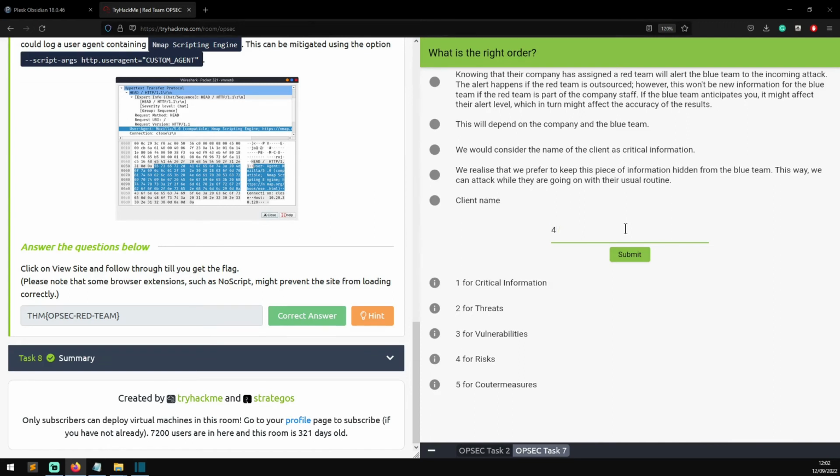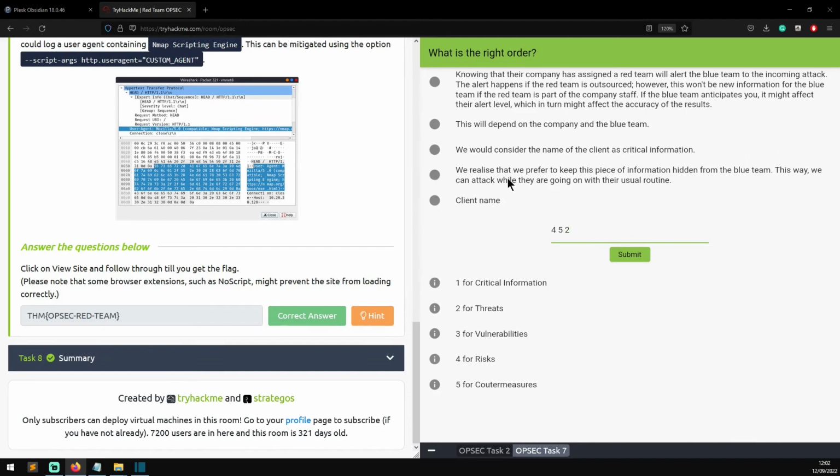Again, I don't know. And then the next one, this will depend on the company and the blue team, and they're saying that that's 5, which is for countermeasures, which makes sense. We consider the name of the client as critical information, so surely that's 1, but it is actually number 2. We consider the client name as critical information for threats, so that does sort of make sense.